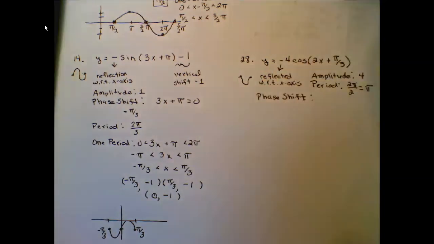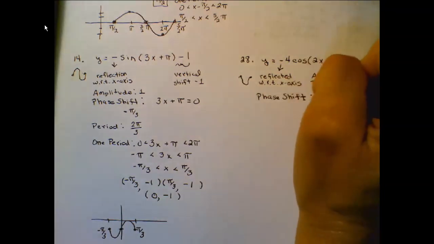You would say 2x plus pi over 3 equals 0. Okay, and then do what? To solve that equation for x, what's the first thing you would do? Subtract pi over 3 from both sides. And then? Divide by 2. So what would you get for the phase shift? Negative 2 pi over 3.